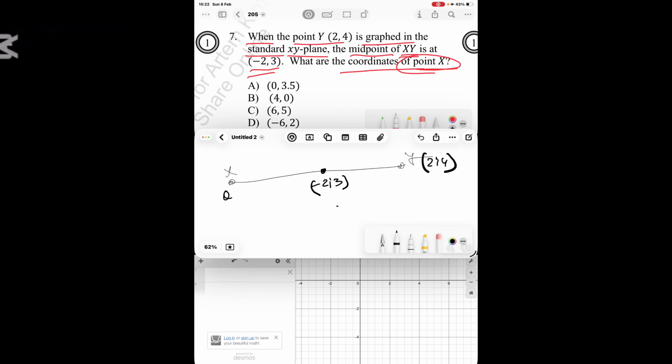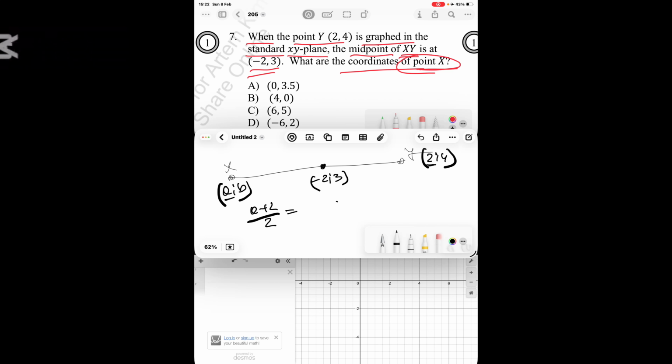So now let's label them as a and b. In this case, to find the midpoint of these 2 points, we have to add the first values and divide them by 2, equaling them to minus 2. And the next expression should be the same: b plus 4 divided by 2 is going to be 3.